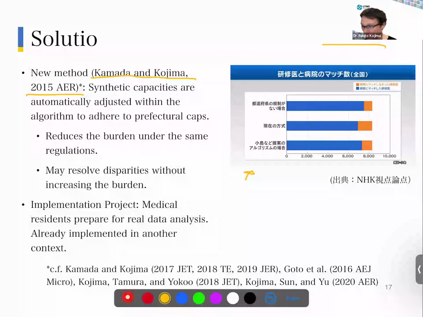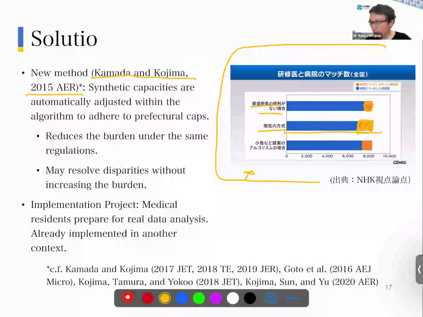And here's a simulation result. Sorry for those who cannot read the Japanese. This orange part represents the unmatched doctors, and this top one represents the matched and unmatched doctors when there's no regulation. But if there's a regulation, as now, and you run the Japanese algorithm, as you can see, the number of unmatched doctors increases quite a lot, almost 70%. Even with the same regulation, by being a bit smarter about the algorithm, you can shrink the number of unmatched doctors by quite a lot. I think the increase in unmatched doctors because of the regulation can be shrunk to one third as compared to the current algorithm.